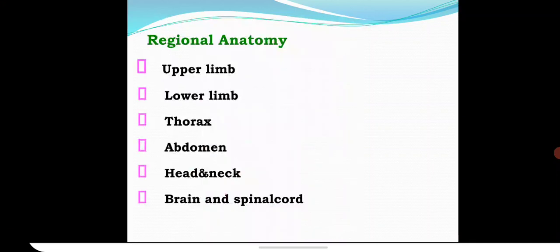The other way of studying the cadaveric anatomy is the regional anatomy. We will divide the cadaver into regions: upper limb, lower limb, thorax, abdomen, head and neck, brain, and spinal cord. Usually, for medical students, we follow the regional anatomy, and for the paramedical students, the systemic anatomy is followed.